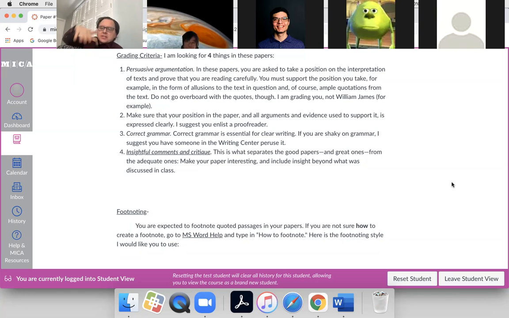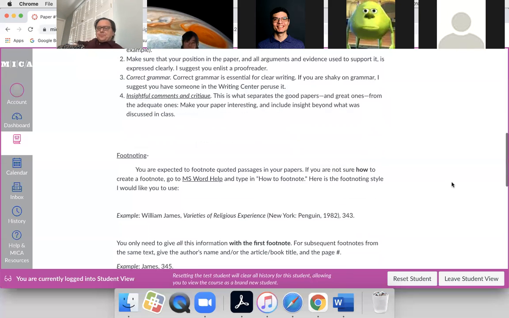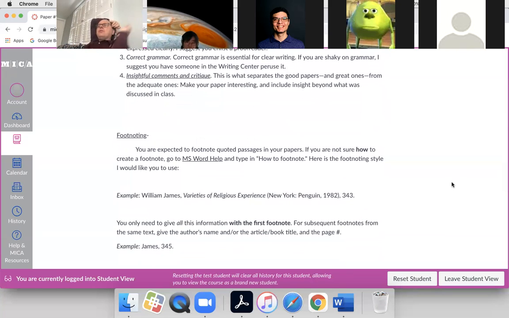Insightful comments and critique. This is what separates the good papers from the adequate ones. Make your paper interesting and include insight beyond what we discuss in class. I'm going to be asking you to footnote your quotes, which means that you will not be providing the reference material inside the text of the paper, right? So sometimes some of you may be used to writing papers, then quoting, and then putting the reference material in parentheses at the end of the quote. You will not be doing that in this class. In this class, you'll be writing your quote, and then you'll be inserting a footnote. A footnote, by the way, everybody, is a note in the footer of the page. And then in the footer of the page, that's where you put all your reference information.